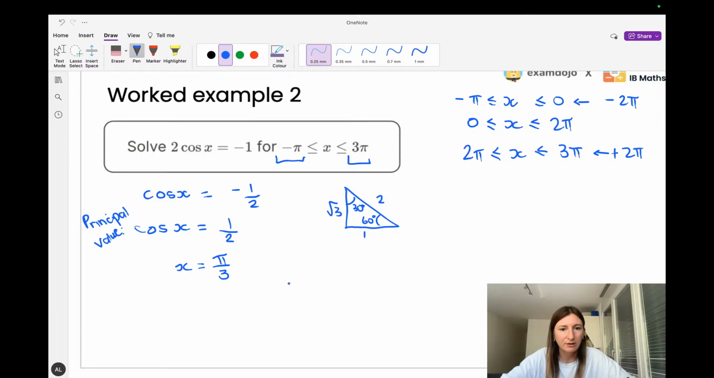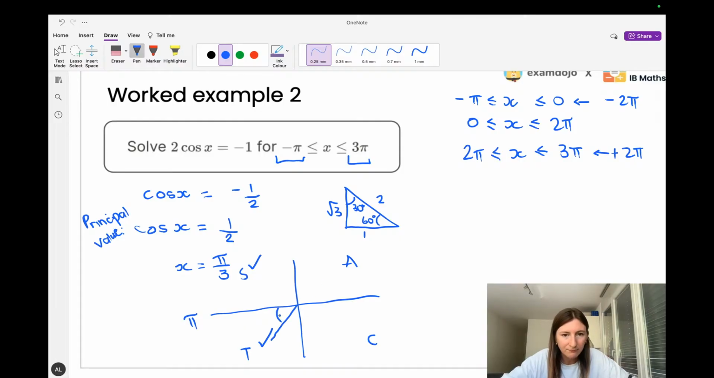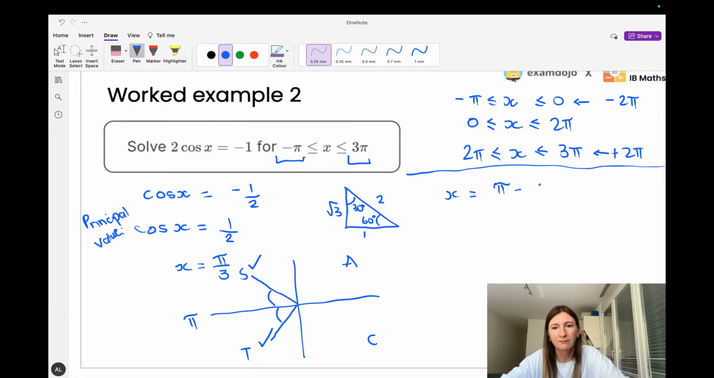All right, and then we go to our cos diagram. And where is cos negative? Well, cos is positive here and cos is positive here. So cos is negative in this one and in this one. And we're at pi there. So what we're gonna want is that one and that one. So to get this one, we're gonna need to do pi minus pi over 3, our principal value. So we're finding this one.